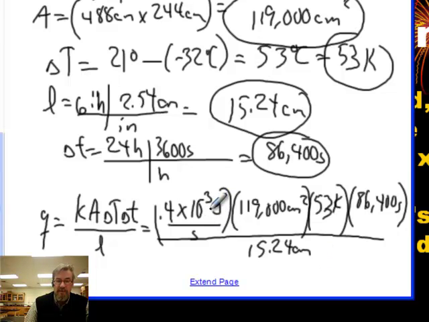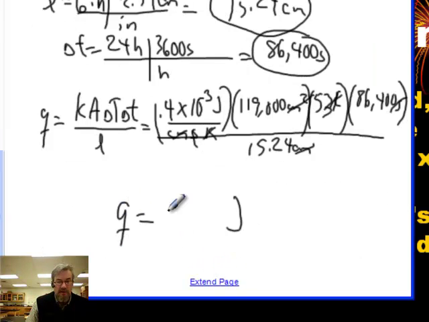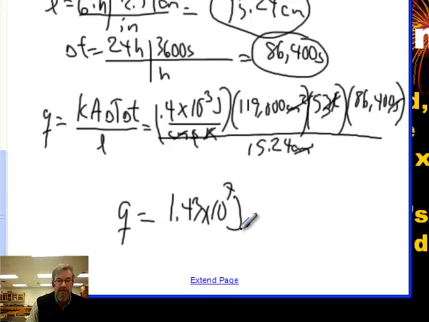Well, this unit, I forgot, included also centimeters and kelvins. So what's going to happen here? Seconds are going to drop out as we predicted. Kelvins will drop out. Centimeters squared drop out, and we end up with units of joules. So Q ends up being equal to 1.43 times 10 to the 7th joules.